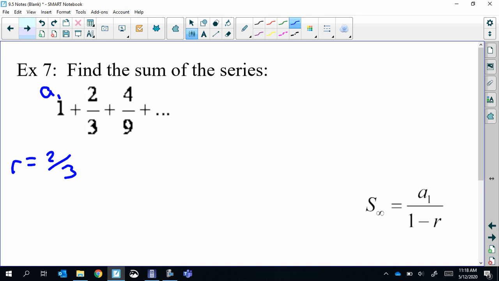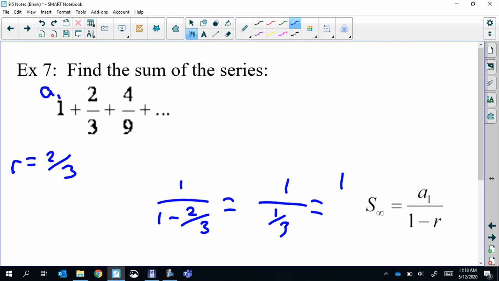So using our formula, we got A1, which is 1, over 1 minus R. So that's 1 over 1 minus 2/3. That would be 1/3. And then to solve this out, you would flip the bottom fraction. So that's 1 times 3 over 1, which is 3. So this adds up to equal 3.